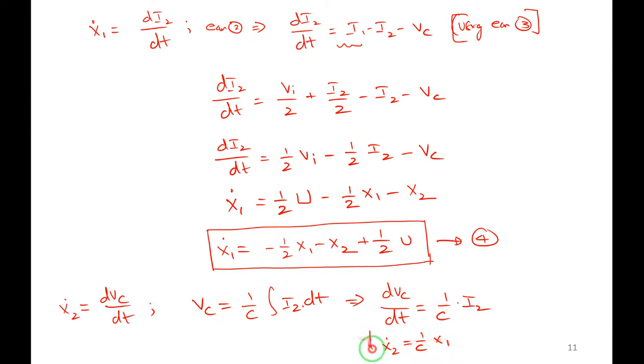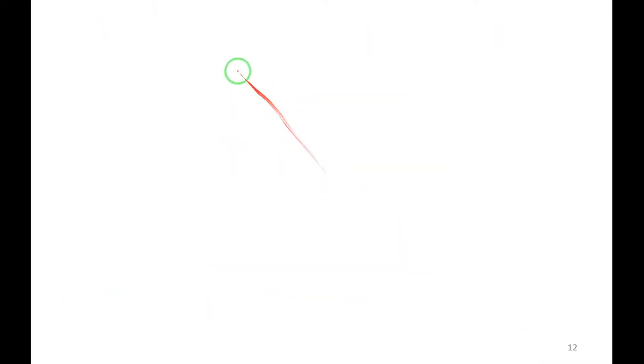x1. So put it in the box. Call this equation 5. Right, now I can write the state equations easily. So the state equation, x dot is equal to Ax plus Bu.